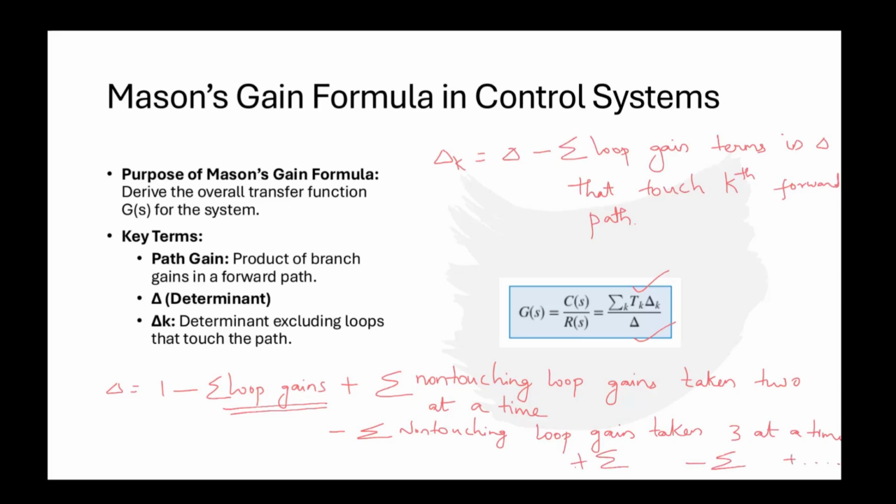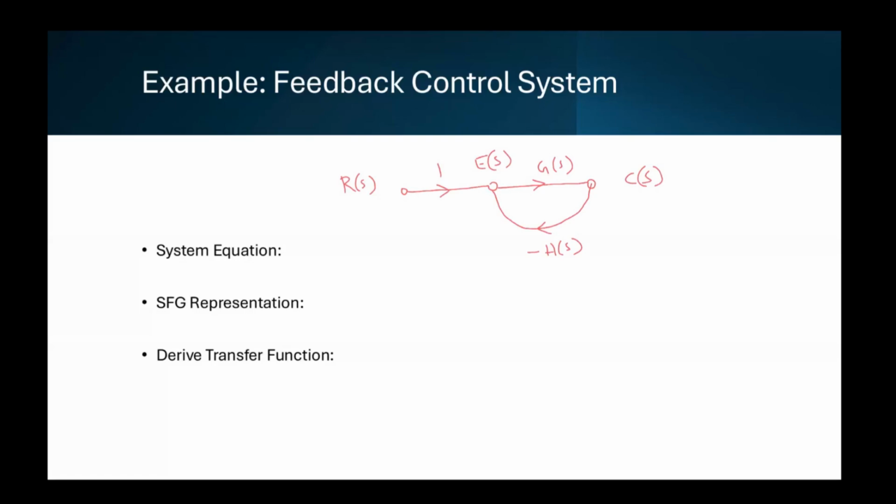And delta k is delta minus the summation of loop gain terms in delta that touch the kth forward path. We will see delta and delta k in an example. So we will take the same feedback system which we have seen in the previous slides, and derive the transfer function using Mason's gain formula.